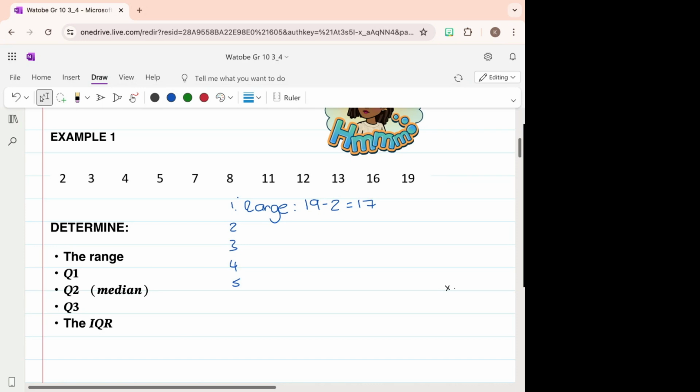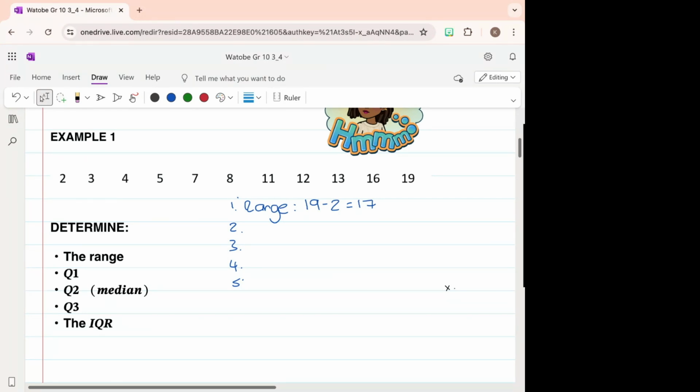Okay. I don't like going and finding Q1 before I've found Q2. So my next thing is I'm going to go find Q2. If I look at this data, I've got 1, 2, 3, 4, 5, 6, 7, 8, 9, 10, 11 data points. So there's 11 data points.